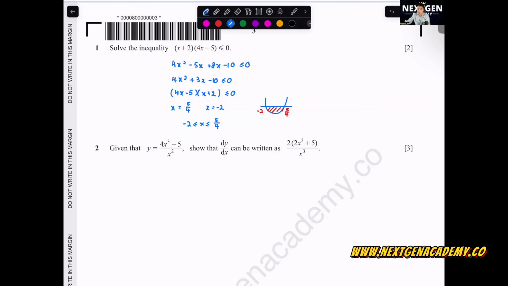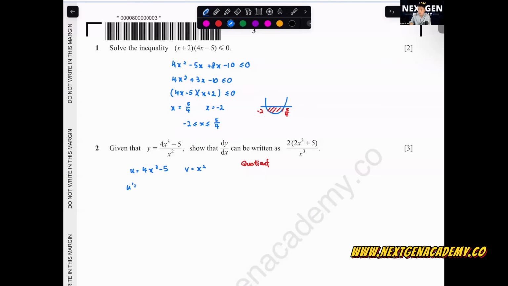Given that y = (4x³ - 5)/x², show that dy/dx can be written into this form. First thing is, what rule do we use here? A function divided by a function. So this is a quotient rule. We write here, quotient rule. u is 4x³ - 5, v is x².